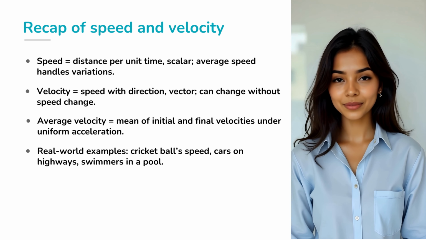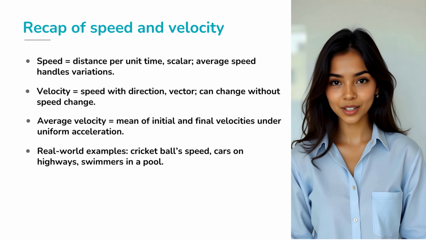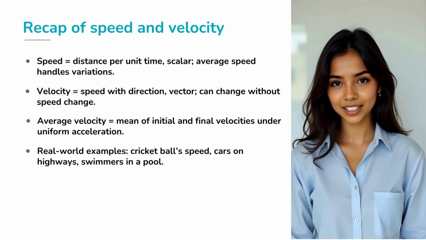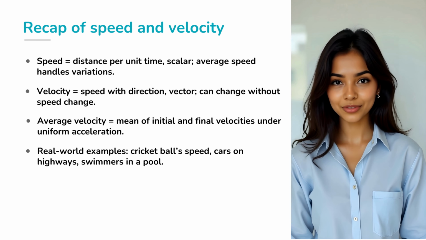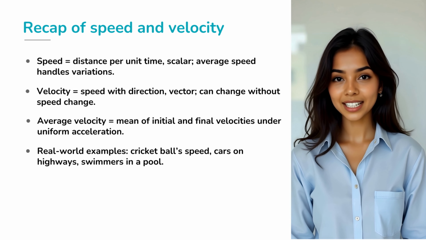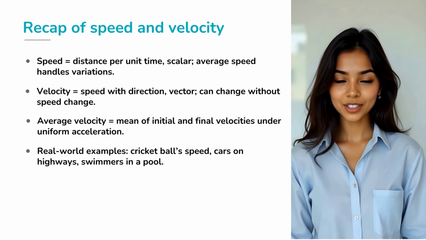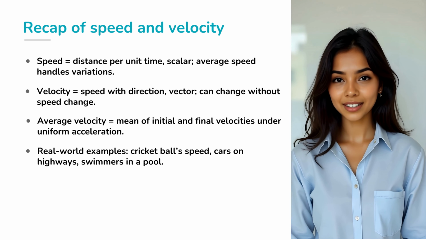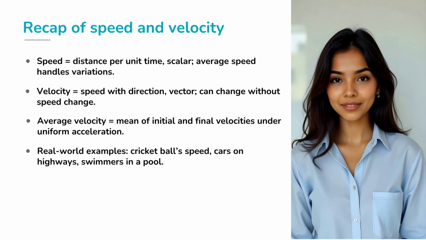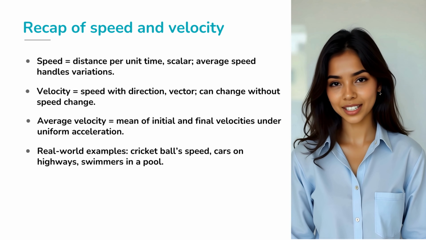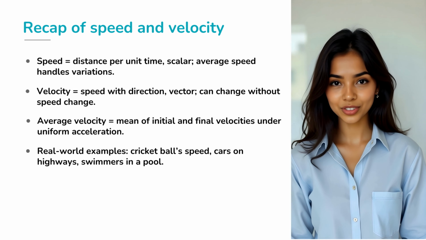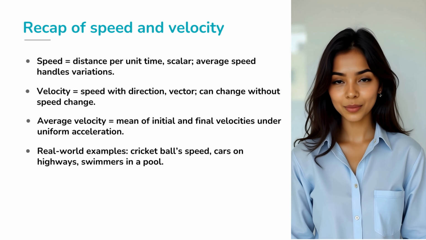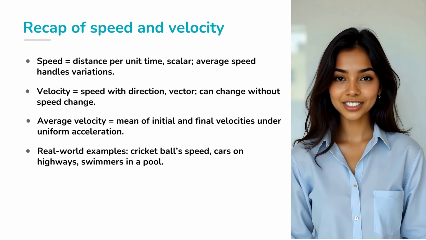Let's wrap this up. Speed tells us how fast an object is moving, while average speed gives the total distance over total time. Velocity goes a step further by adding direction, making it a vector. And average velocity, under uniform acceleration, is simply the mean of initial and final velocities. Everyday life is full of examples: cricket bowlers, cars on highways, swimmers in pools. So to sum up, the rate of motion gives us a bridge between raw movement and precise physics.